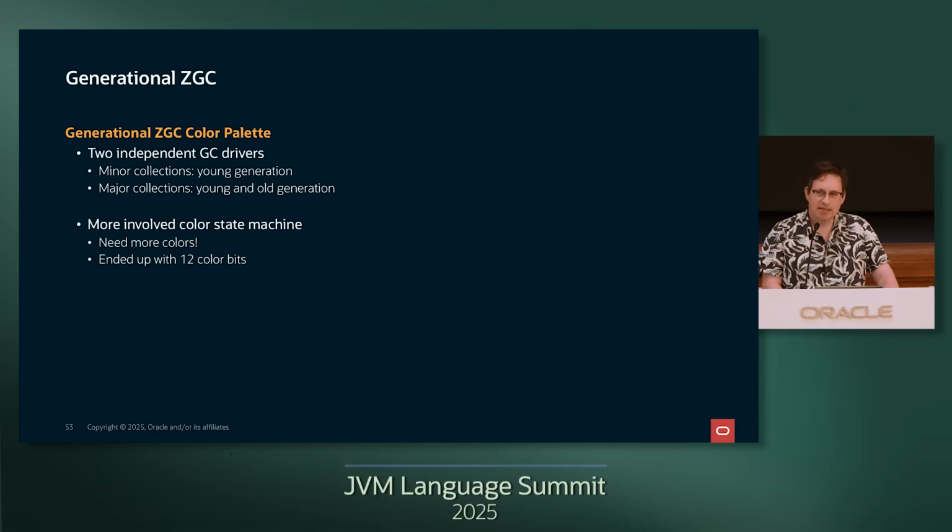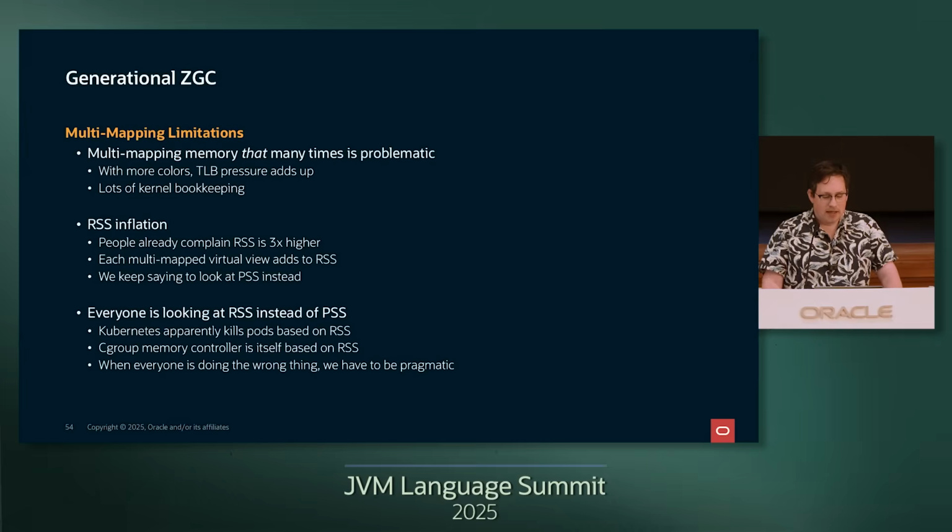And this required a more involved state machine for our colored pointers. In fact, we ended up with 12 color bits. And as you can imagine, with multi-mapped memory, you start running into problems there, in that the TLBs get very sad when you have so many combinations of the same memory. And there's also a bunch of kernel bookkeeping, and it just doesn't really scale that well to this many color bits.